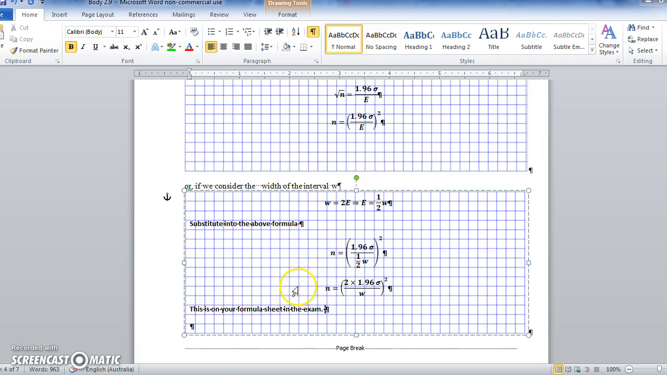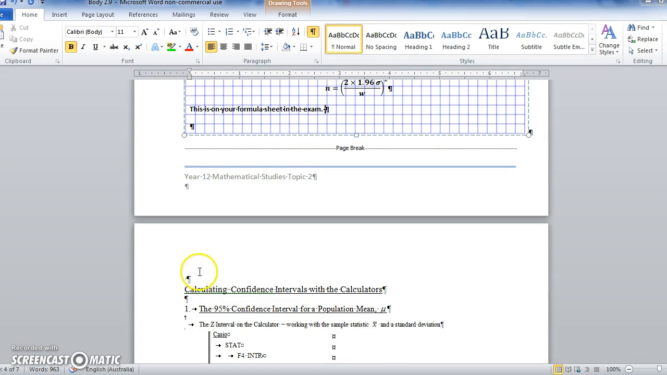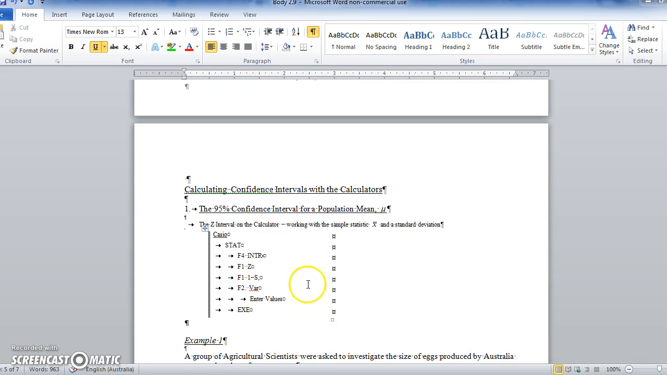Okay, so based on that, some questions you might like to try would be, and just before that, this is how you do it on your calculator. So you might just want to go through those steps and have a go on your calculator. If you can't get it, feel free to ask me.